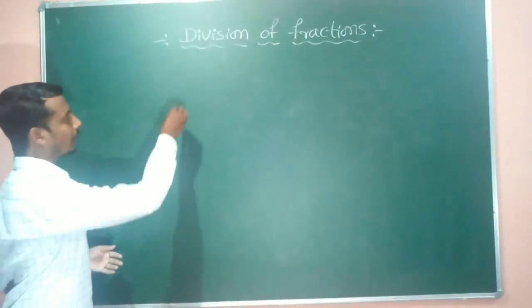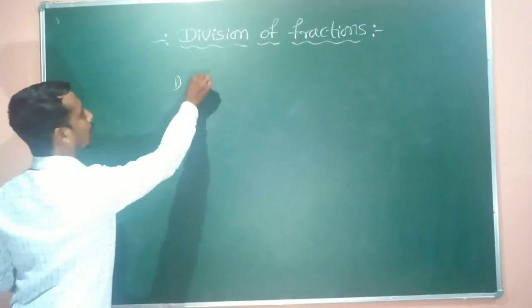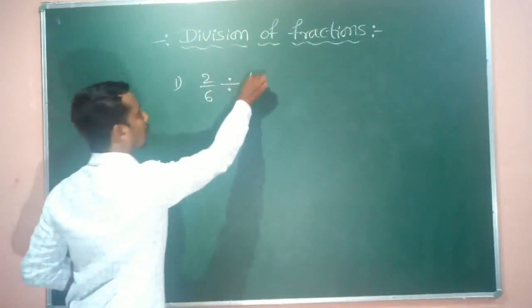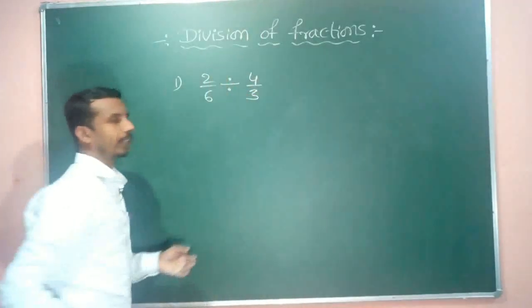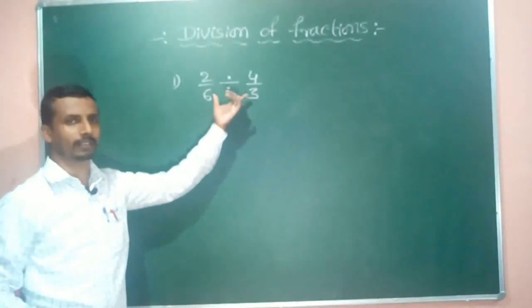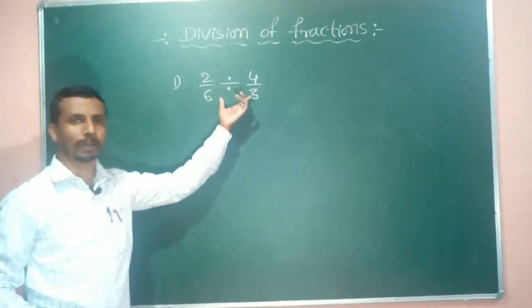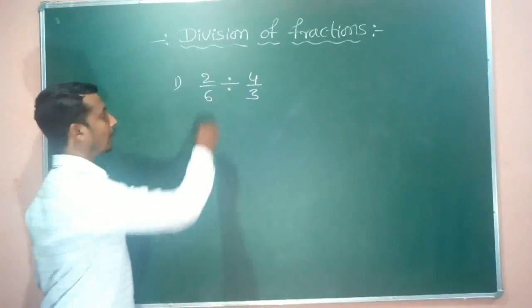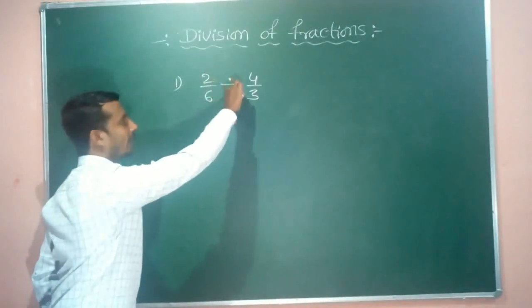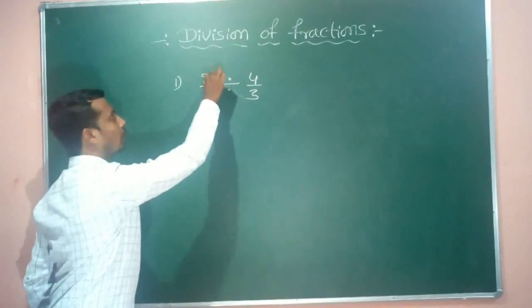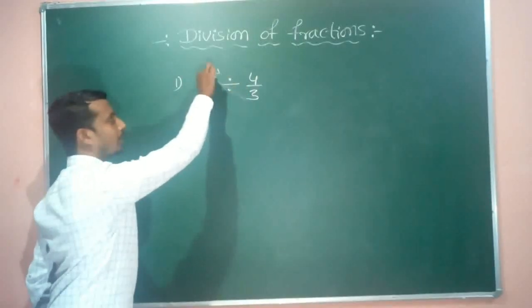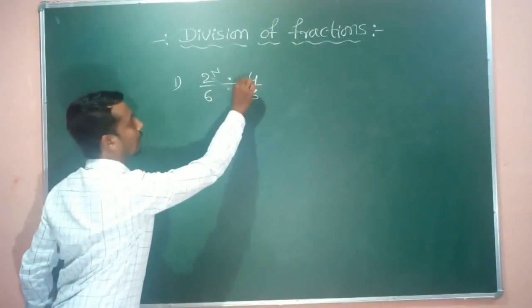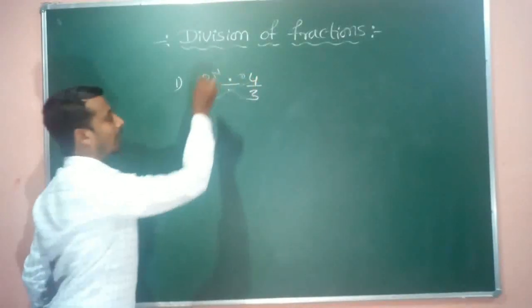Now consider one example, that is 2 by 6 dividing by 4 by 3. Here we have to solve these two fractions by another shortcut method. Now you have to put a line like this. This line is a numerator. Multiplication of these two numbers is the numerator, and multiplication of these two numbers is the denominator.